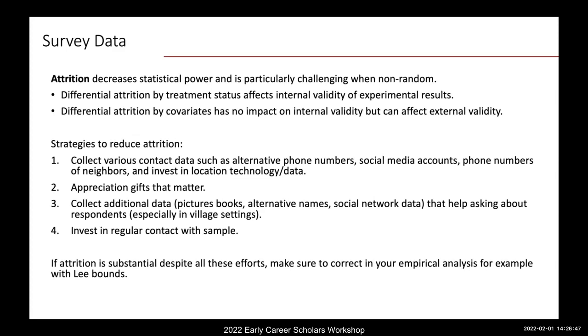And we can try to collect additional data like picture books, alternative names, social network data that will help us asking about the respondents that we are looking for, especially in village settings in less developed countries. And then lastly, one strategy can also be to invest in regular contact with your sample. Okay, so just keep them posted and try to update contact data in a regular manner to find people again. The last point is, if attrition is substantial despite all your efforts, then you have to make sure to correct for it in your empirical analysis, for example, with Lee bounds.